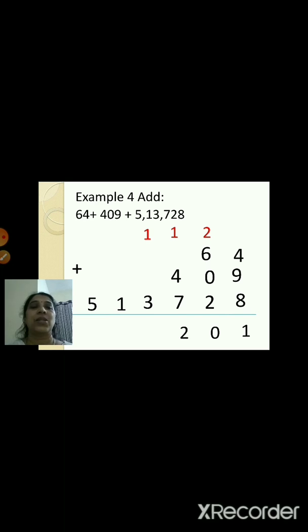So 2 will come in the hundreds place and 1 will come in the thousands place. So 3 plus 1 is 4. So 4 has come in the thousands place. Now in the 10,000s place it is only 1, so it will come as 1 only. And in the lakhs place also only the number 5 is there, so only 5 will come. So what is your answer? 5,14,201. So these were all the examples of addition of 6 and 7-digit numbers.